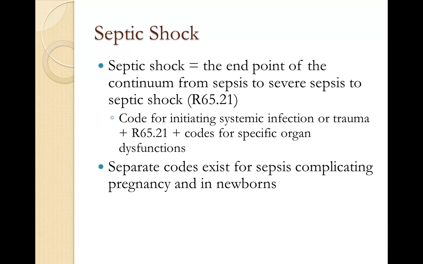So again, it's the same kind of order. We have our initiating systemic infection. Now we have R65.21, which indicates septic shock. And again, if they've gone from that continuum of sepsis to severe sepsis to septic shock, they are going to have organ dysfunction, so we want additional codes to specify what exactly is happening there.